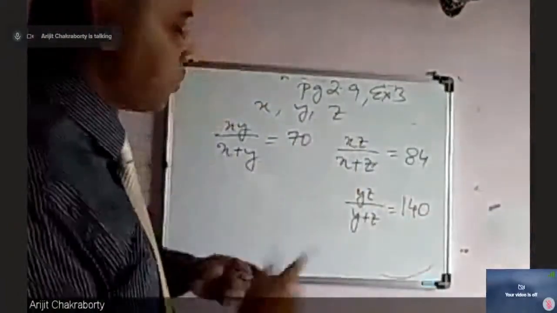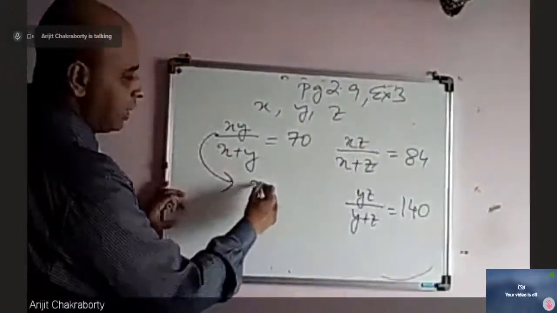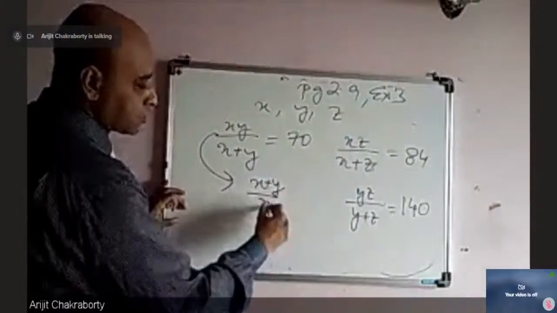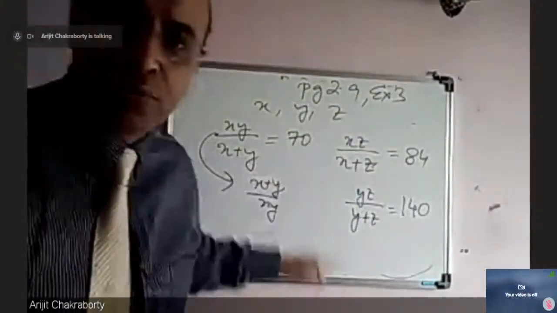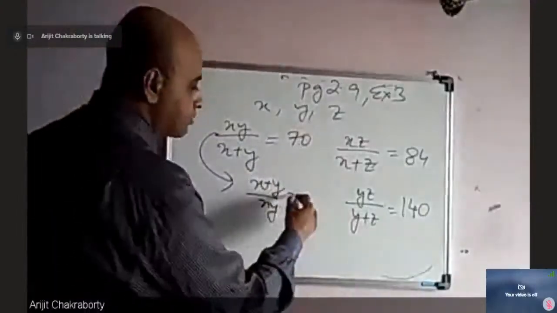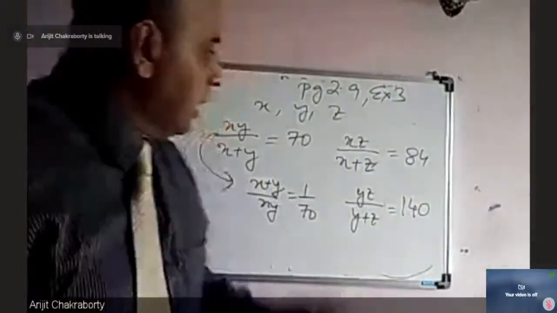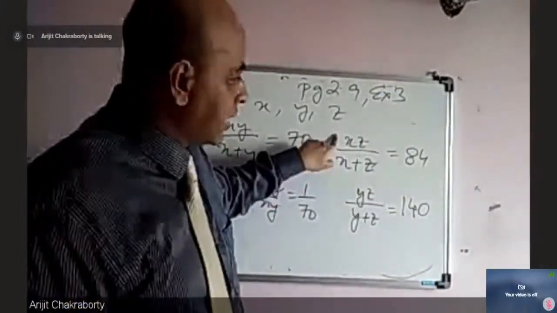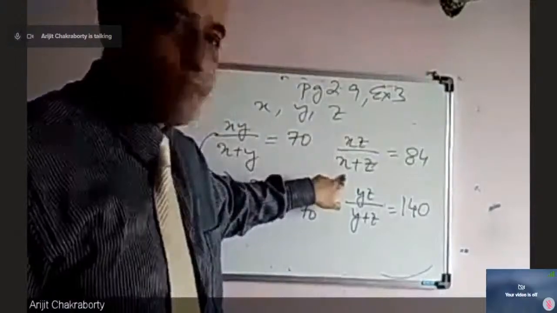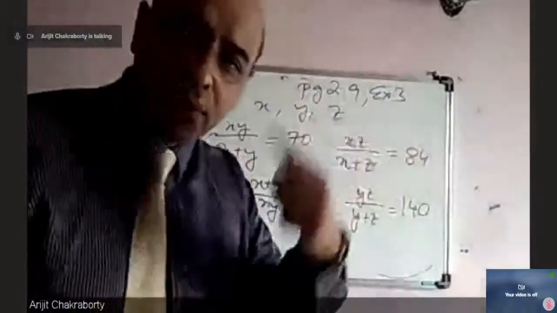What we do is we invert the equations. So we write x plus y by xy. If I invert the left hand side, the right hand side also gets inverted. So this becomes 1 by 70. Okay. Similarly, xz by x plus z equal to 84. If you invert, what will you get?